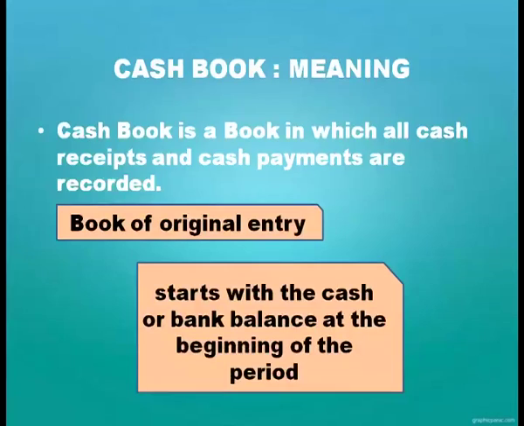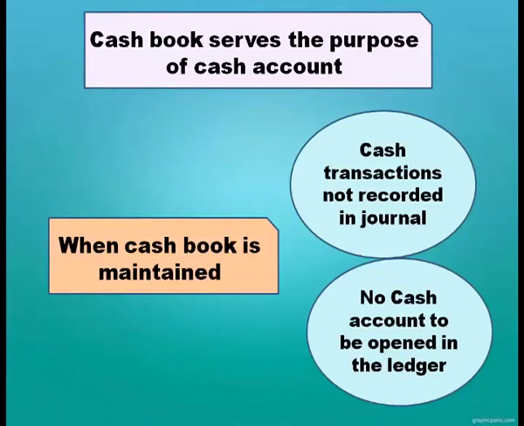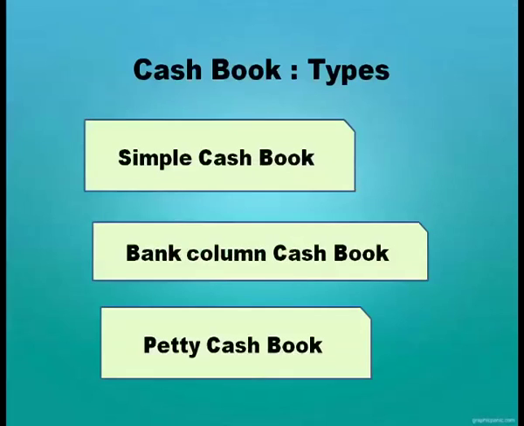Cash book is a book in which all cash receipts and cash payments are recorded. It is a book of original entry. All cash books start with the cash balance or bank balance at the beginning of the period. If it is a new business, no opening cash balance will be there. When a cash book is maintained, cash transactions are not recorded in the journal and no cash account is to be opened in the ledger. The cash book serves the purpose of the cash account.